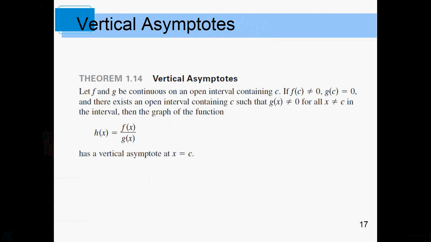So let f and g be continuous on an open interval containing c. If f of c is not equal to 0, if g of c is equal to 0, and there exists an open interval containing c such that g of x is not equal to 0 for all of the x's not equal to c in that interval, then that graph has a vertical asymptote at x equals c. Did y'all catch that?